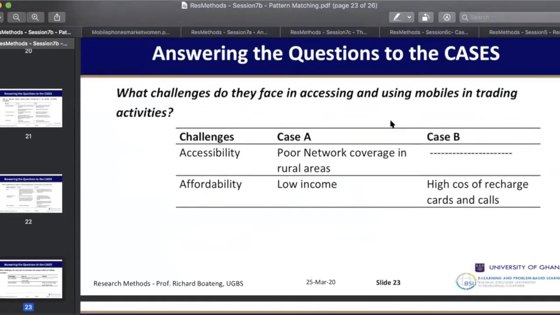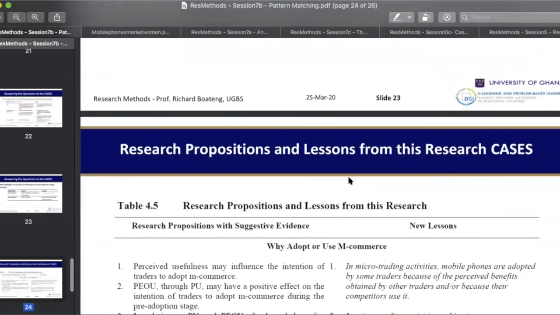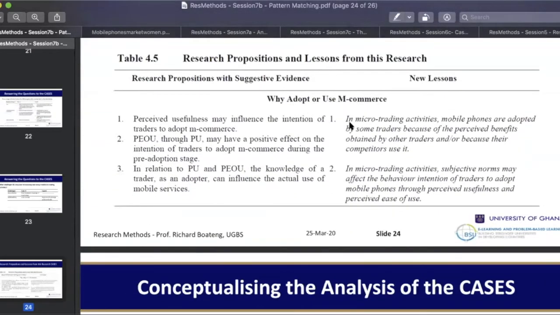What challenges do they face? So for each of the questions, he's doing both case A and case B, and then looking at it from the literature and the theory. In the literature, there are accessibility issues and affordability issues. Did you see accessibility issues in case A? In case B, we didn't see anything about accessibility, but we found something about affordability, and then we found something about affordability here. So now we can say that the research propositions have suggestive evidence, the ones which are confirmed, but there were new ones that the data itself suggested to us.